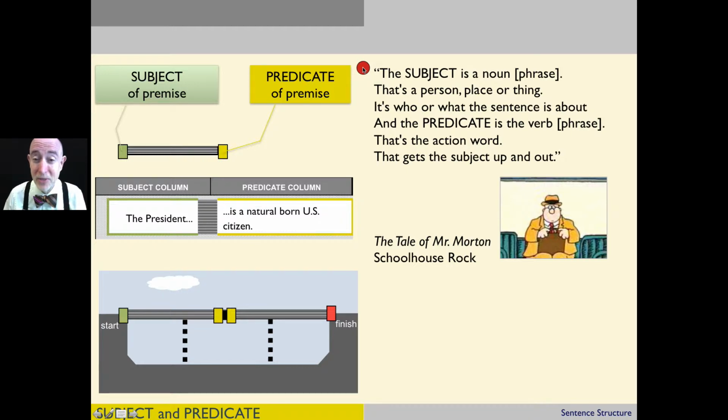I can't sing it for you, but the subject is a noun phrase that's a person, place, or thing. It's who or what the sentence is about. And the predicate is the verb, actually the verb phrase. That's the action word that gets the subject up and out. And that's our distinction between the subject phrase and the predicate phrase. And that's how we're going to put all our sentences into that simple basic form. And since any sentence can be put into a categorical form, it works quite well.